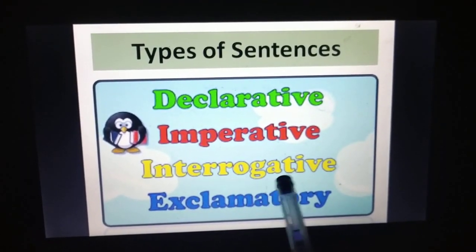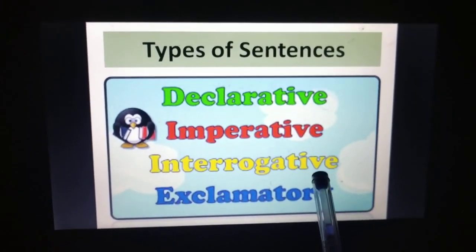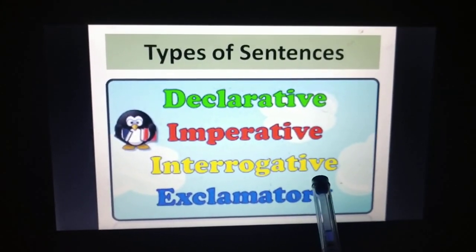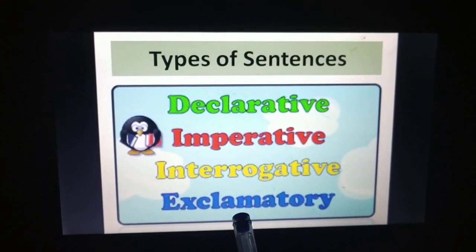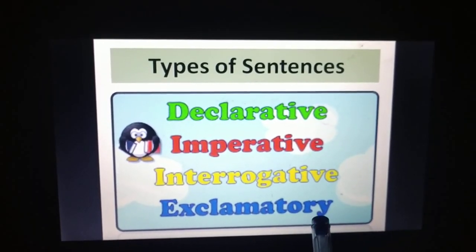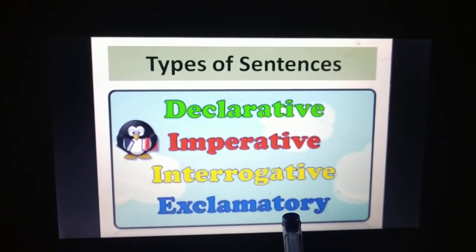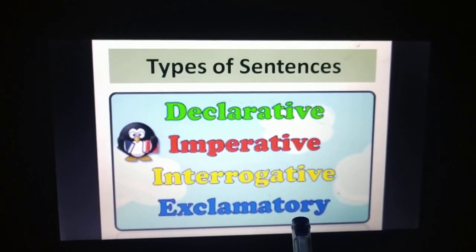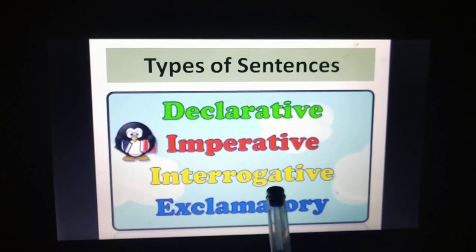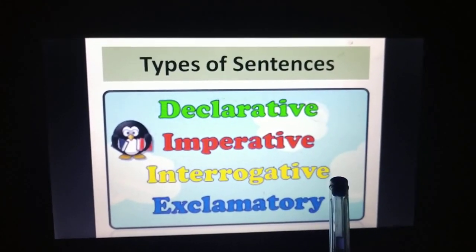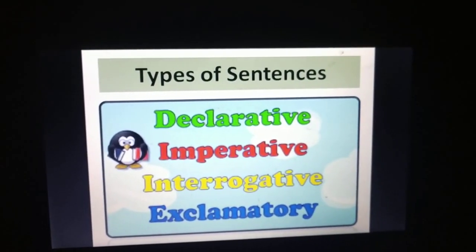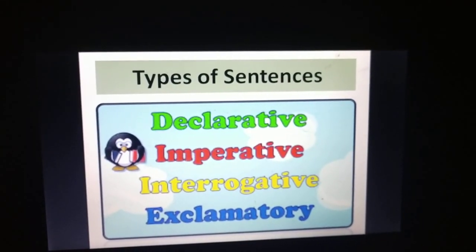Third is interrogative sentences. In interrogative sentences, questions are asked. Our last type is exclamatory. In exclamatory sentences, any sudden feeling or reaction is shown. These sentences end with an exclamation mark, and interrogative sentences always end with the question mark. Declarative and imperative sentences end with the full stop, and we call it a period also.